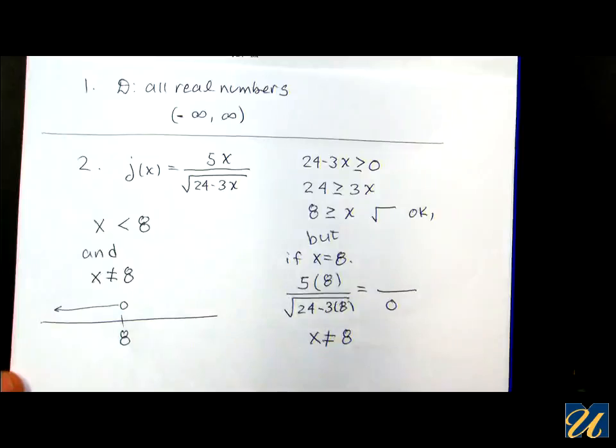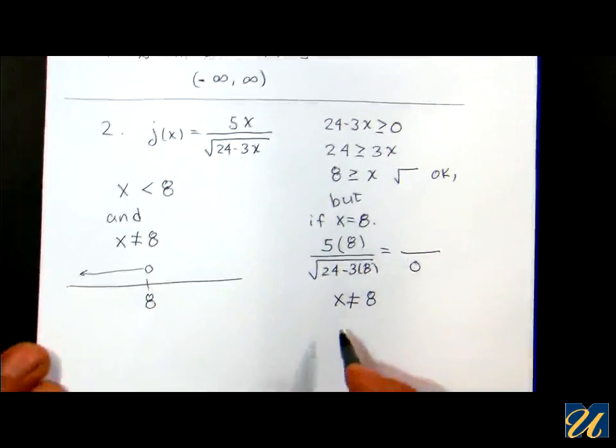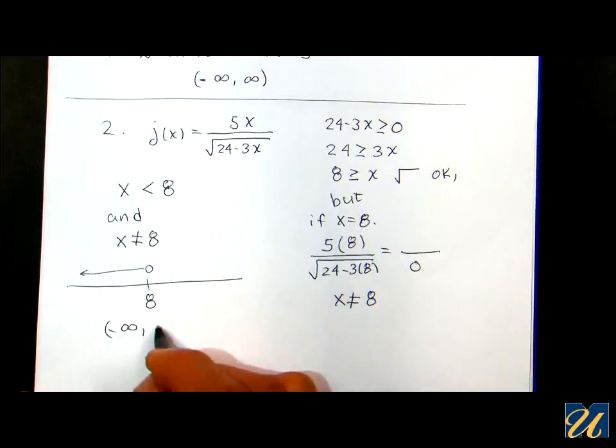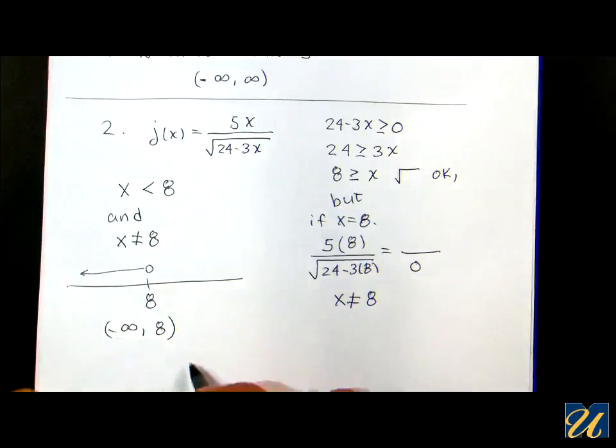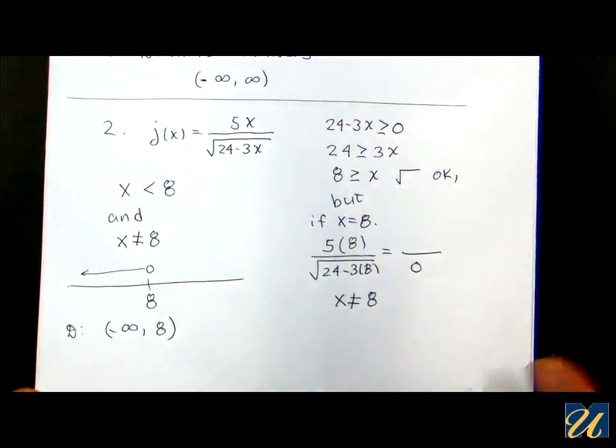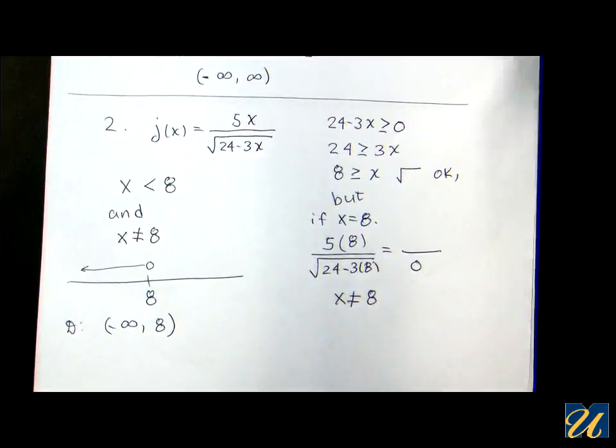And we can't include 8. So we can say that in one interval. The allowable values of x are negative infinity up to, not including, 8, with a parenthesis there. And that will make the function j of x completely defined as long as the values of x you pick are in that interval. So there's the domain for that particular problem.